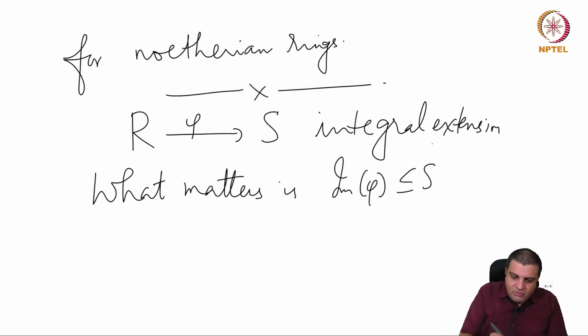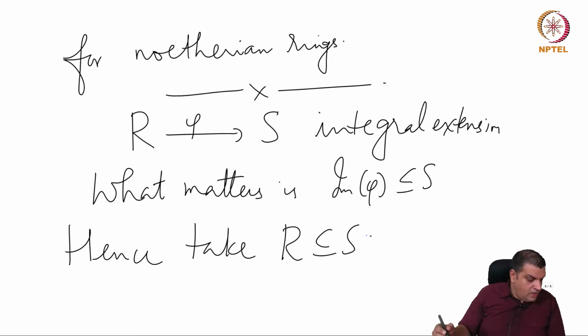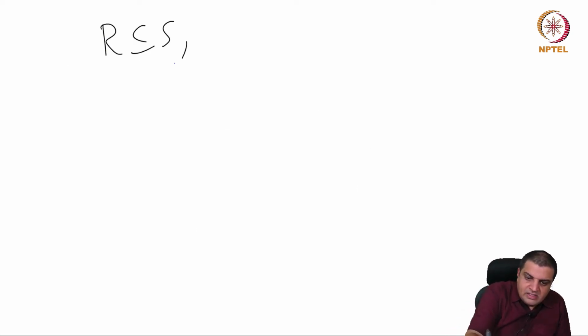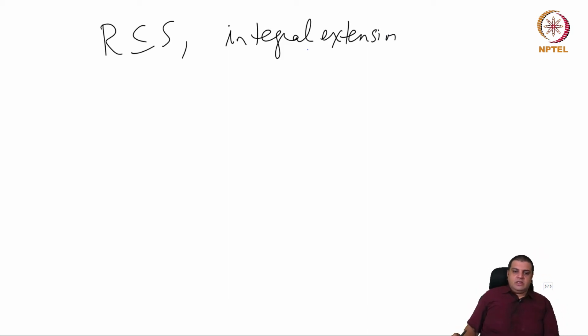Hence we will assume that R is inside S. So our setup is R inside S, an integral extension, and we would like to understand this map a little bit better.